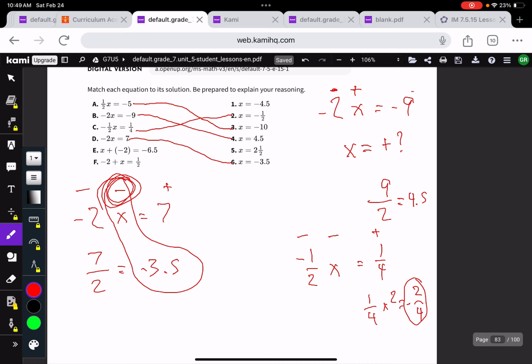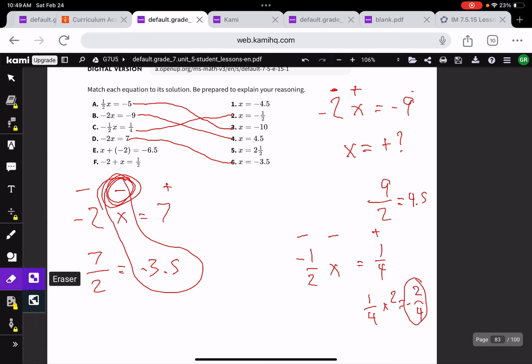And letter E, something plus a -2. That's kind of like saying something -2, because remember, subtracting is adding the opposite. So -2 would be the same as adding the opposite of 2, which is -2. And let's look. It's either 5 or 1.